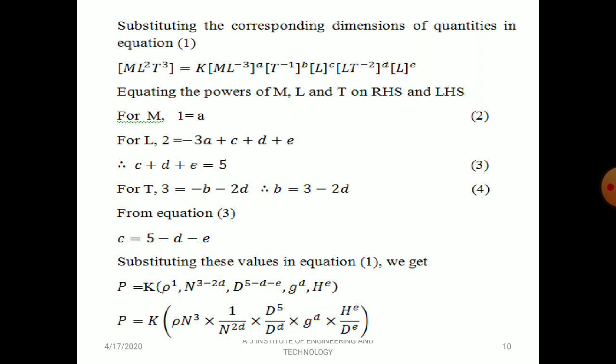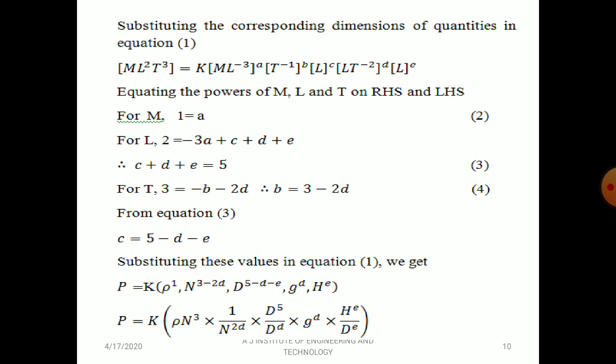Next, equating the power of t. On the left hand side we have 3, t to the power 3. On the right hand side we have t to the power minus b, t to the power minus 2d. So we get the expression 3 equal to minus b minus 2d. We can rearrange that expression to get b equal to 3 minus 2d.